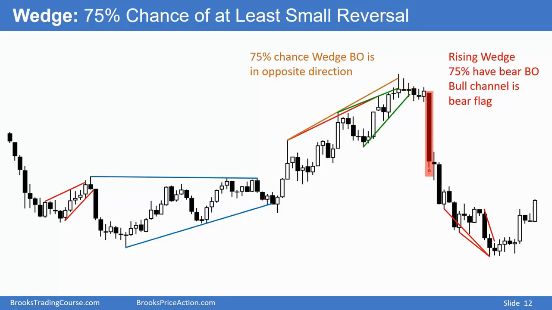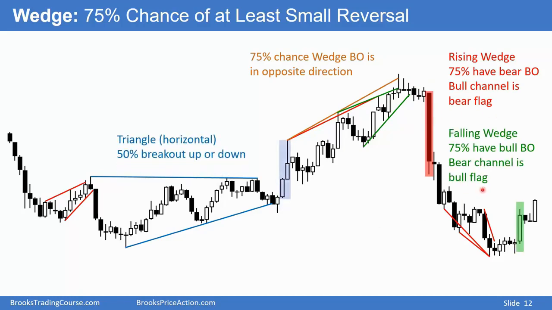Whenever I see a bull trend, whether or not it's a wedge, if it's in a channel like this, I think of it as a bear flag because I know the odds are there'll be a bear breakout either into a bear trend or into a trading range. A falling wedge, a bear channel, 75% chance there's going to be a bull breakout.